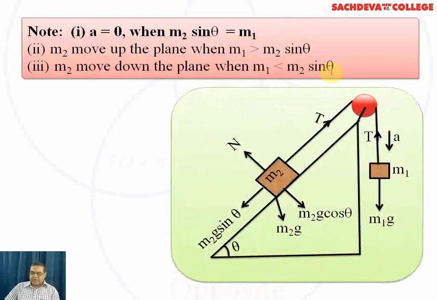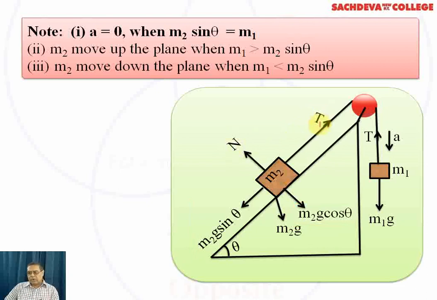So in the figure, the depiction is an inclined plane, M2 is the mass, then normal to the surface is N, the normal reaction, then the weight is M2G, and M2G is resolved into two components, horizontal and vertical. One of the components is M2G cos theta and the other is M2G sine theta. So N is balanced by M2G cos theta and T is controlled by M2G sine theta.